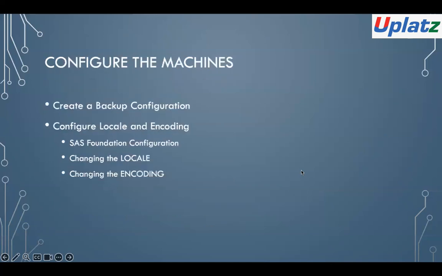Once the security is configured, we are now configuring the backups, where we will first create a backup configuration. In any setup, any deployment, we first have to have the backup configuration enabled so that whatever configuration we do in the future, if it fails, you can simply use this backup to restore and come back to the original state.